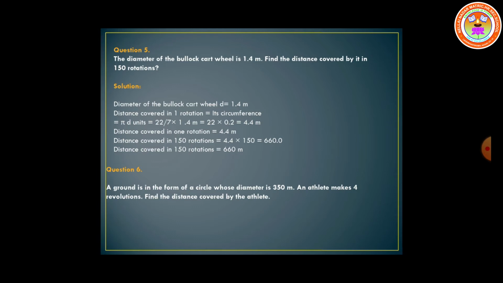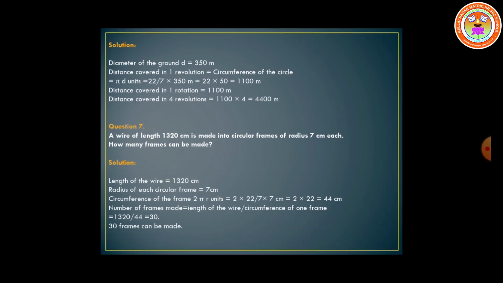So how do you find it? First we are going to find out the one rotation. One rotation, how do you find that? That is the circumference of the circle. Diameter is given. How do you find the circumference of the circle? It means pi D units. Next we are going to find out 4 revolutions. Diameter of the ground D is equal to 350 meter.